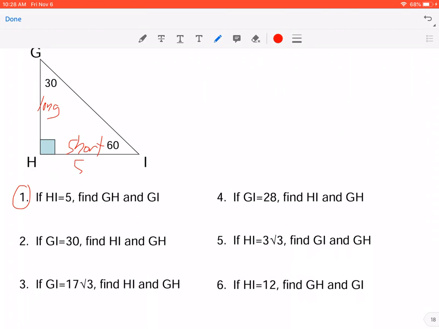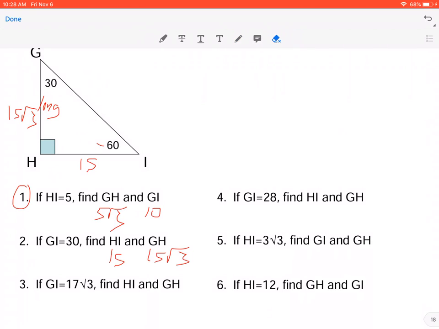HI is 5. That means hypotenuse is 10. And long leg is 5 radical 3. All right? So GI is 10 and GH 5 radical 3. All right? Get rid of that. Okay. GI is 30. That's the hypotenuse. So short leg is half of that. That's 15. This is 15 radical 3. All right? So HI was 15. GH, 15 radical 3. Clear those.